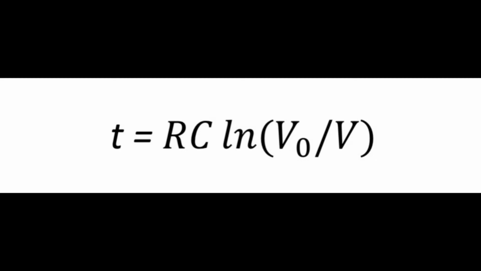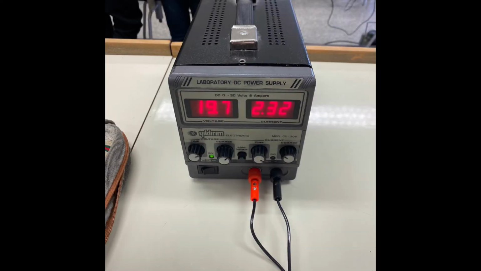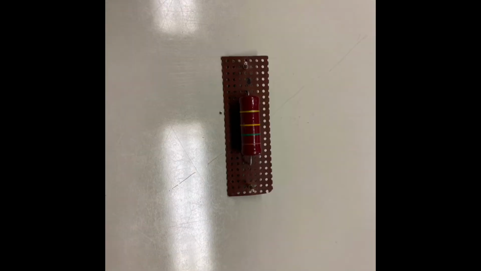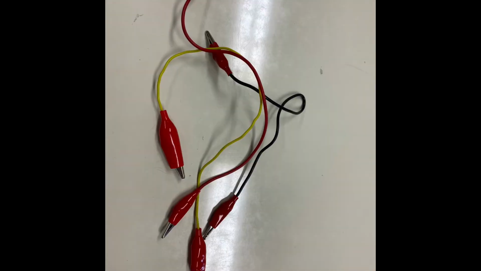So the ratio of times should be equal to the ratio of capacitances in theory. This theoretical ratio can be compared to the experimental ratio, and we can obtain the error involved in this experiment from this ratio. Equipment used in this experiment are a DC power supply, a multimeter, two capacitors of different capacitances, one of them 100 microfarad and the other 470 microfarad, a resistor of 150 kilo ohms, connecting cables, and a stopwatch.